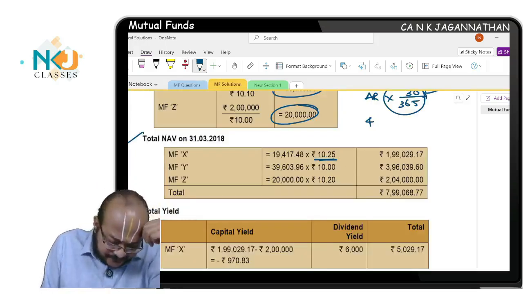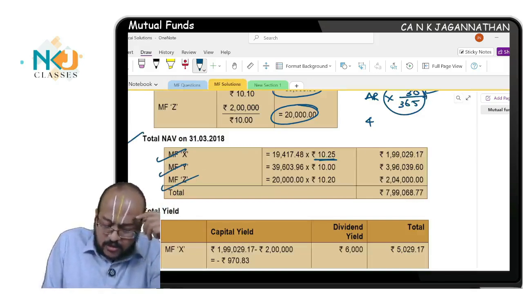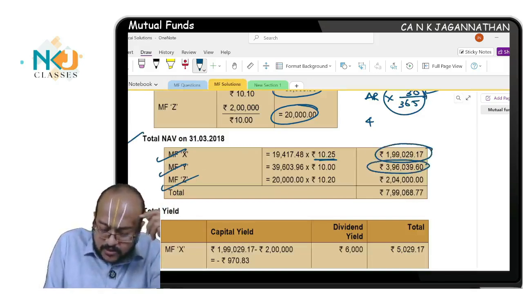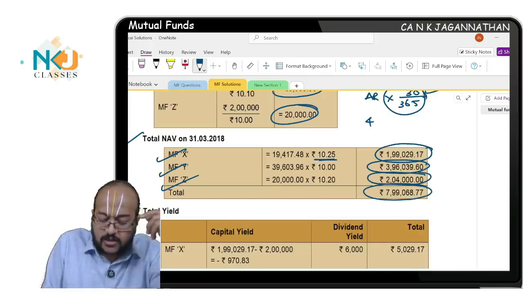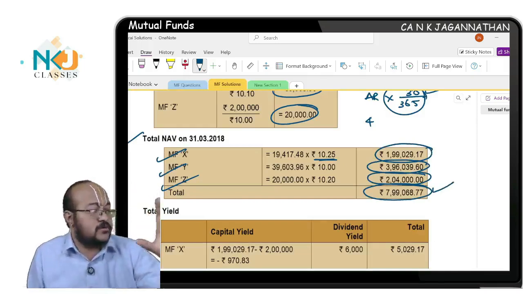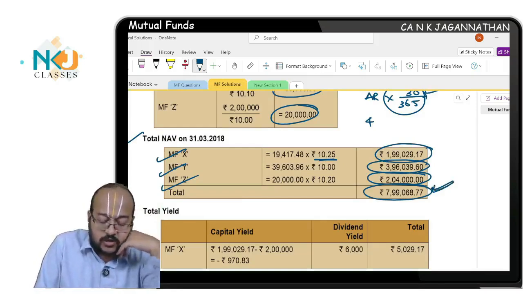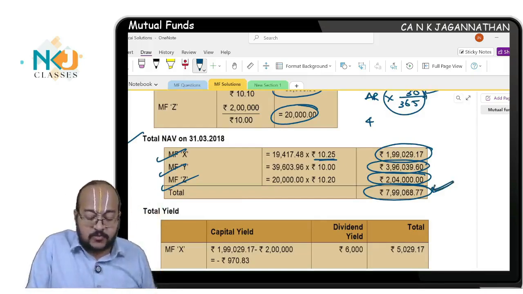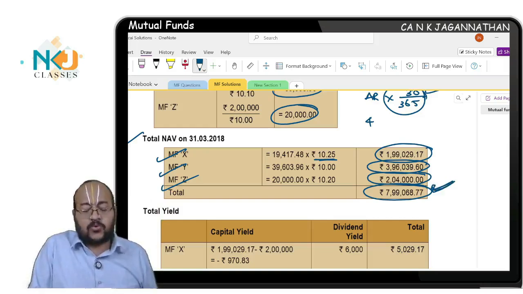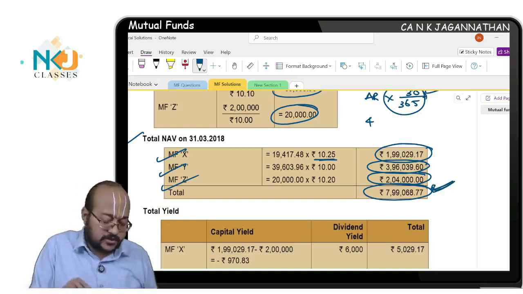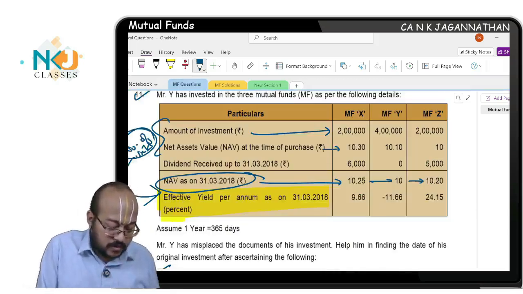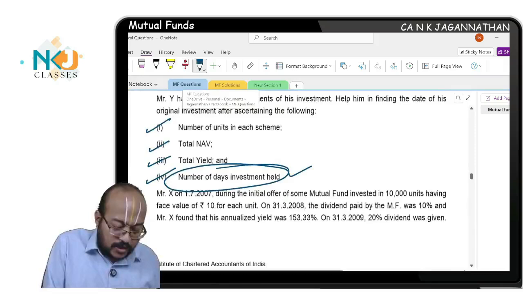Number of units into closing NAV. You will get the closing net assets value for all these three schemes, and I find total also, which is relevant. That is why I total also. Each scheme you find out this thing and then you total it. You will get 7,99,068. No issues. Next, third part they are asking. So total NAV done, and now total yield.